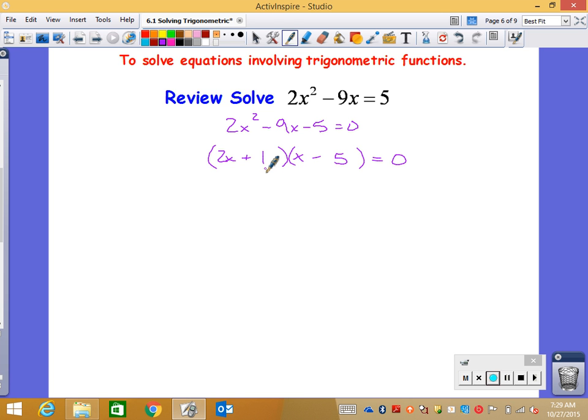Now when I have this, I set them both equal to 0 separately, and then solve both of them. This gives me an x value of -0.5. This gives me an x value of 5. So those are my two solutions.